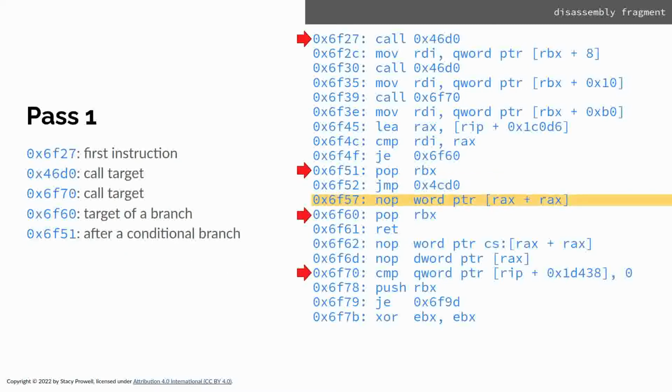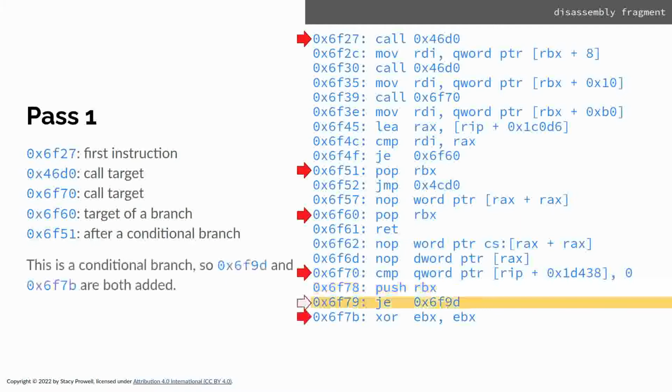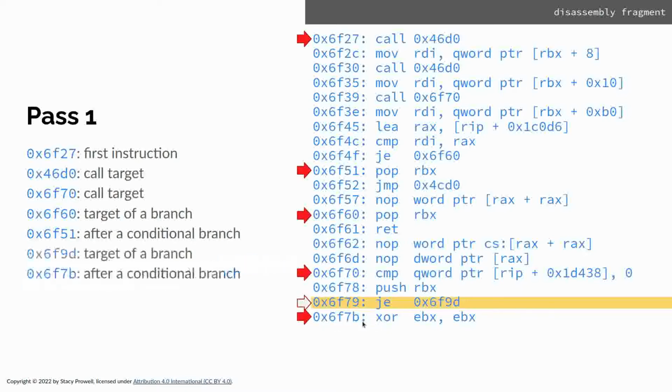Nop tells me nothing. Pop RBX tells me nothing. Return tells me nothing. Nop, compare, push, jump if equal. Aha, now 6F9D needs to go on the list, and the instruction right after it, 6F7B, needs to go on the list. And so I add both of those. Here is my list of potential basic block leaders.